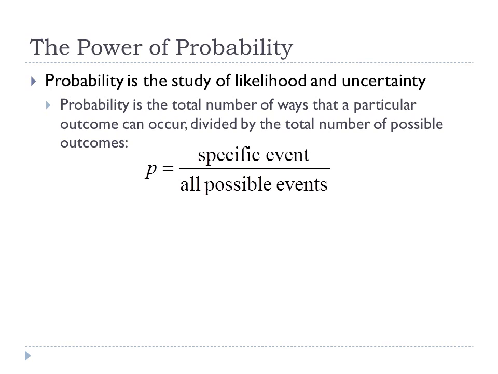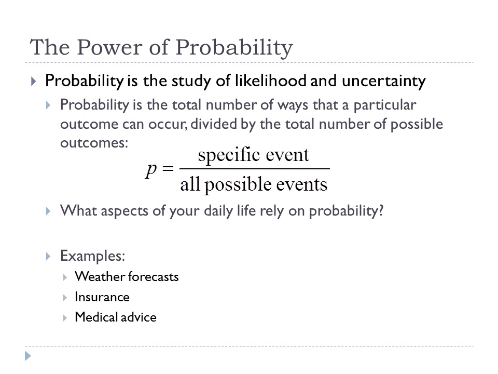So the formula for that would be probability, represented by P, equals a specific event over all possible events that could occur. Right? If you think about it, a lot of our daily life depends on probability and assumes some knowledge of probability. Things like weather forecasts tell us the probability that it's going to rain or snow. That's been pretty important lately, right?